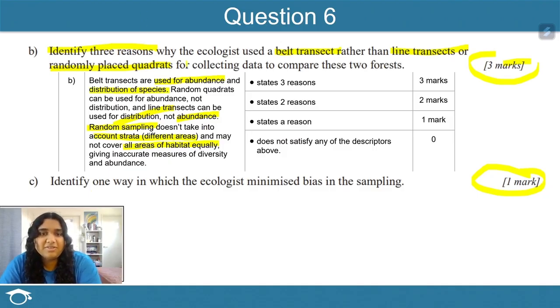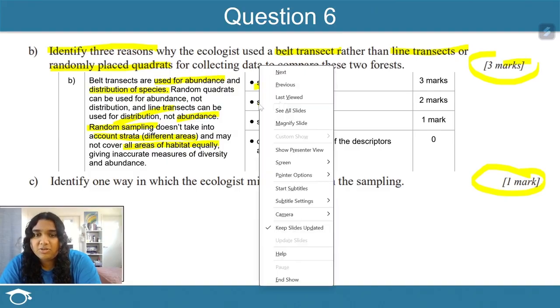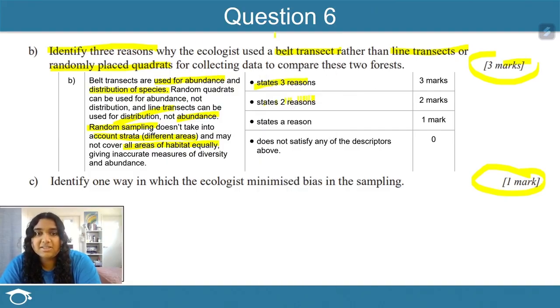So there you go. There's your 3 reasons. Number 1 is that beltline transects are used for abundance and distribution of the species. Number 2 is that if you were to use line transects or randomly placed quadrats, you wouldn't get both distribution and abundance. And number 3, stratified sampling through a beltline transect also takes into account the strata or different areas of an ecosystem so that your values for distribution and abundance that you're collecting are accurate.